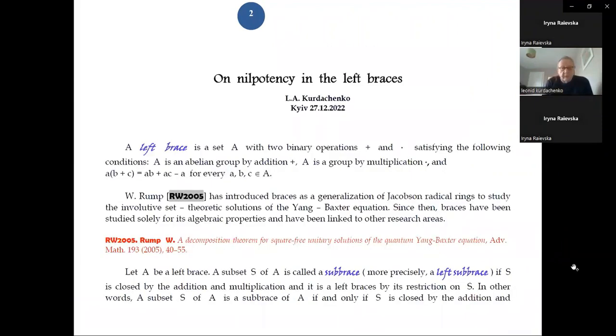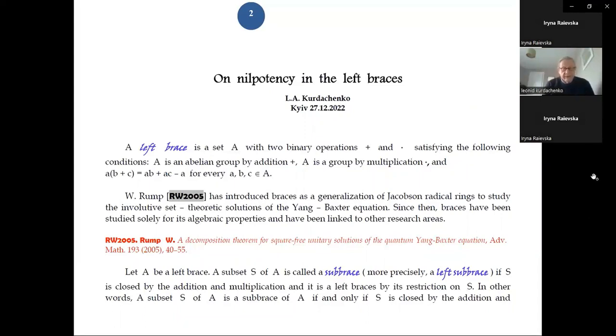I want to speak about the concept of nilpotency in left braces. Left braces are a more or less new algebraic structure. Left braces have been introduced by Rump in a paper of 2005. Rump studied the set-theoretic solutions of the Yang-Baxter equation and introduced braces as a generalization of Jacobson radical rings.